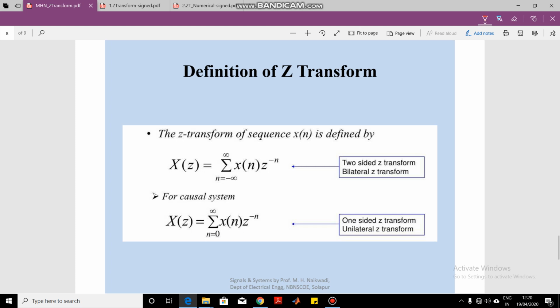Z transform is denoted by X of z. Whenever you write the Z transform of a signal x of n, this signal x of n is in the time domain. When you take the Z transform of this signal, you get what is called X of z. X of z is given by this formula: the summation of x of n into z raised to minus n, where the value of n ranges from minus infinity to plus infinity. So this is the formula for Z transform.